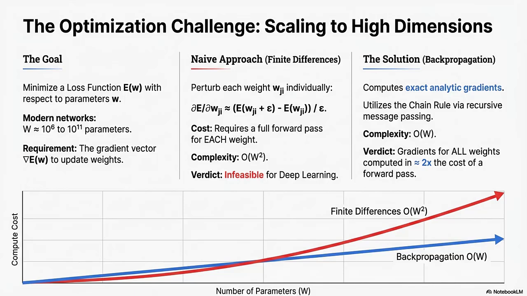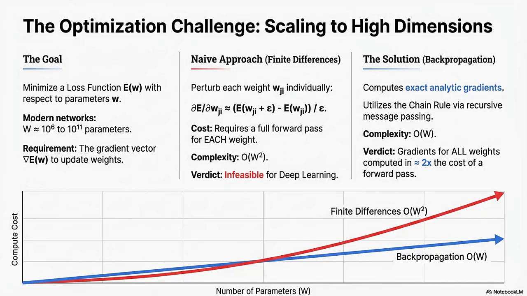Well, the goal is to find the gradient. That's the direction of steepest error, so we can then nudge the parameters in the opposite direction. A naive approach, the one you might think of first, would be to just poke each parameter one by one and see how the error changes. But as you can see from the complexity on the slide, O of W squared, the cost of this method just explodes quadratically. For a billion parameter model, it's not just slow, it is computationally impossible.